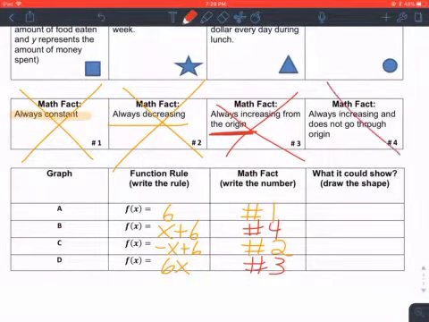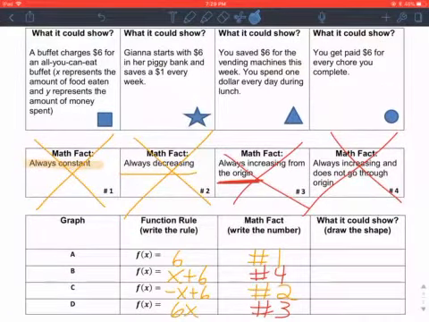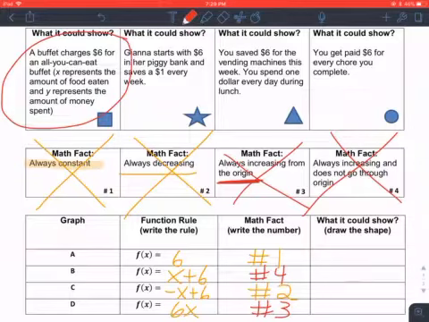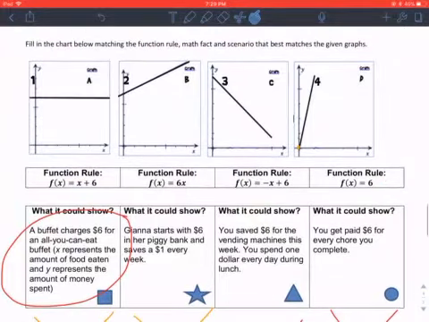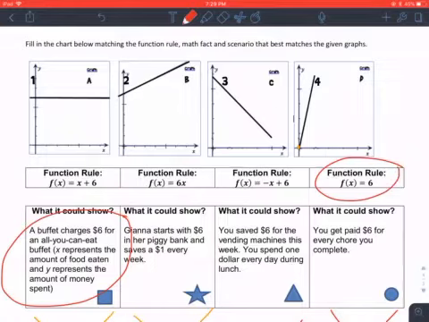Okay, so there's all my math facts. Okay, so now I need to look at what it could show, draw the shape. So the first one says a buffet charges you $6 for an all-you-can-eat buffet. X represents the amount of food eaten and Y represents the amount of money spent. So it just costs me $6 and I could eat as much as I want. So it's always going to be $6. So if I look at this graph or the function rule, the correct function rule, it's always $6.